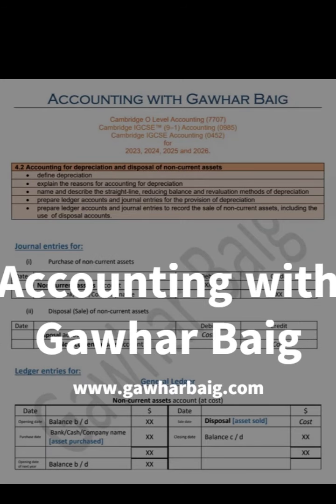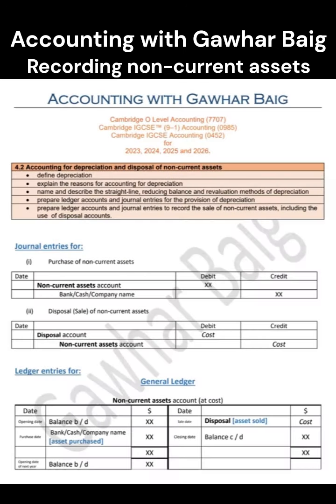Today we'll be doing the last two contents of our syllabus, which is basically preparation of ledger accounts and the journal entries for provision for depreciation and the preparation of ledger accounts and journal entries to record the sale of non-current asset, including the use of disposal account. So let's go to the journal entries.